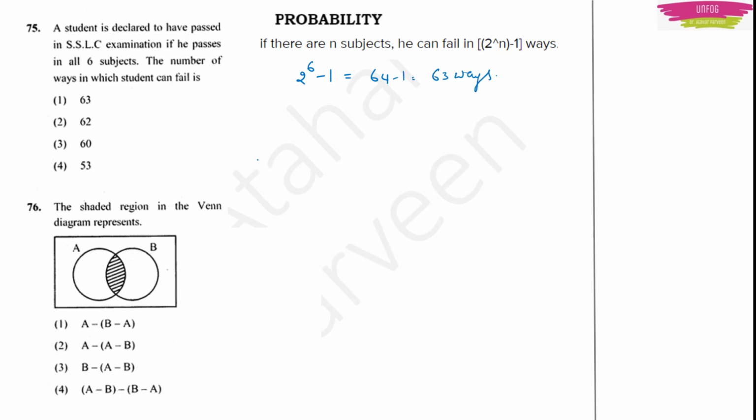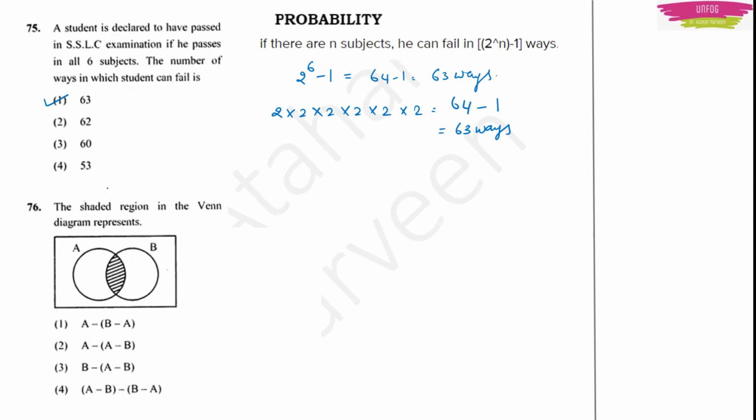So if you don't know this formula, the other procedure is, see, there are 6 subjects, right? In each subject either the student can pass or fail. So you multiply 2 six times: 2, 4, 8, 16, 32, 64. Okay, these are the 64 ways. But in those 64 ways, there is one chance that the student will pass also, right? In 63 ways he fails, but 1 is the other chance, which is that he will pass. So you have to subtract that 1 from the 64. So you will have 63 ways. This will be your answer. Option 1 will be the right answer.